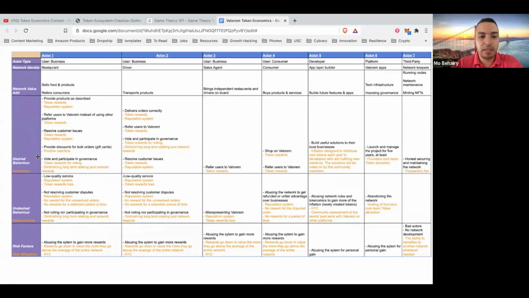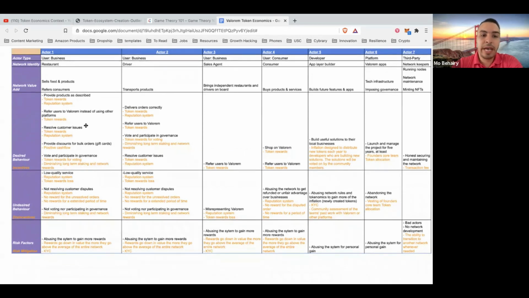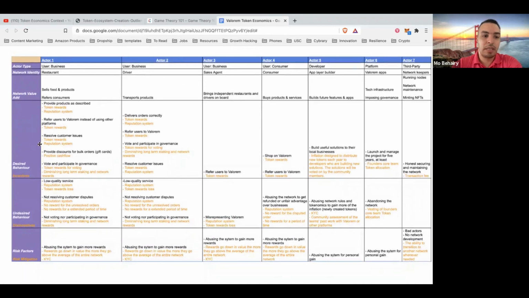What is the desired behavior? This is the important thing I wanted to look at here: desired behaviors, undesired behaviors, and risks. Each actor has desired behaviors we want them to do. For example, we want restaurants to provide products or services as described. We don't want people to order falafel and end up with, I don't know, shawarma. We also want them to provide discounts, maybe, or gift cards, and to be active in the network, participating in its governance.